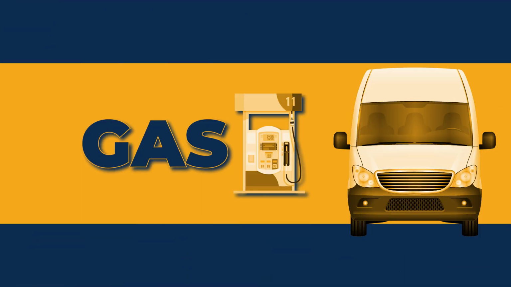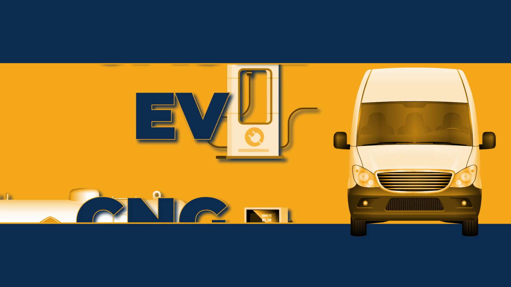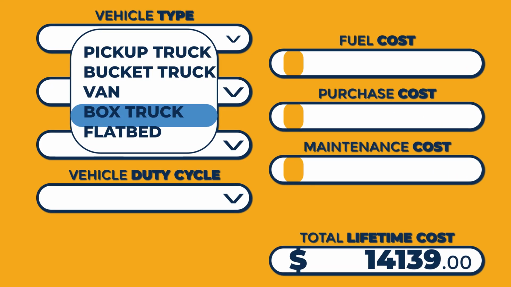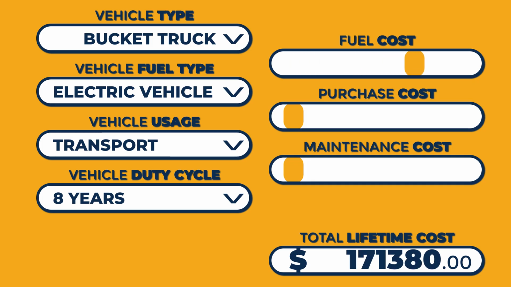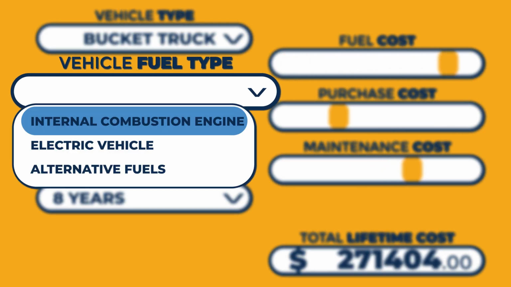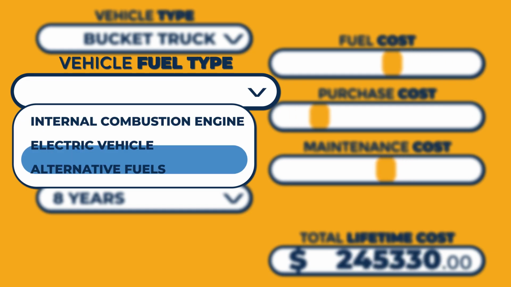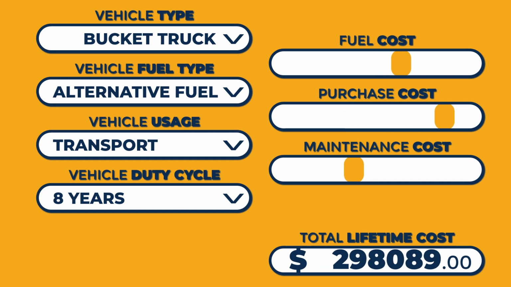Is it time to look at additional options, such as EVs or alternative fuels? As you evaluate fuel price volatility, vehicle usage, and duty cycle, life cycle cost analysis lets you model scenarios for internal combustion engines, electric vehicles, and alternative fuels like natural gas or propane.